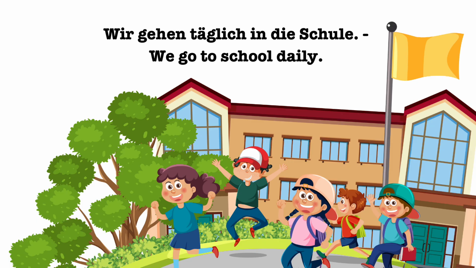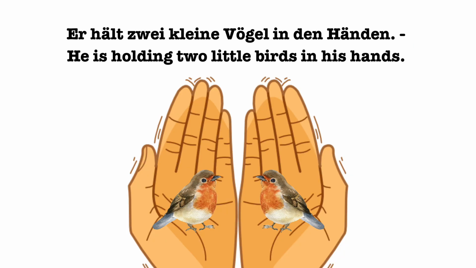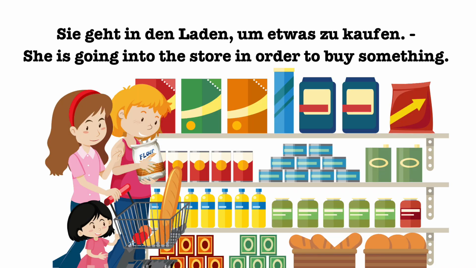Wir gehen täglich in die Schule. We go to school daily. Hält zwei kleine Vögel in den Händen. He is holding two little birds in his hands. Sie geht in den Laden, etwas zu kaufen. She is going into the store in order to buy something.